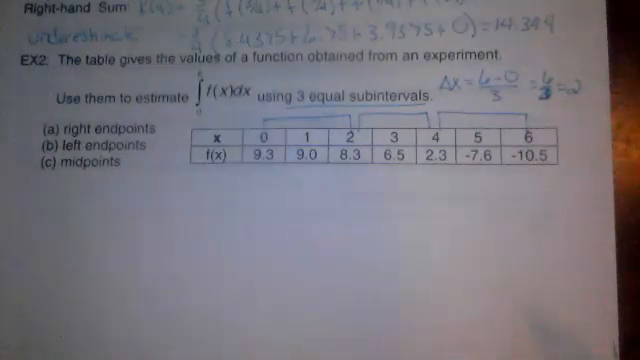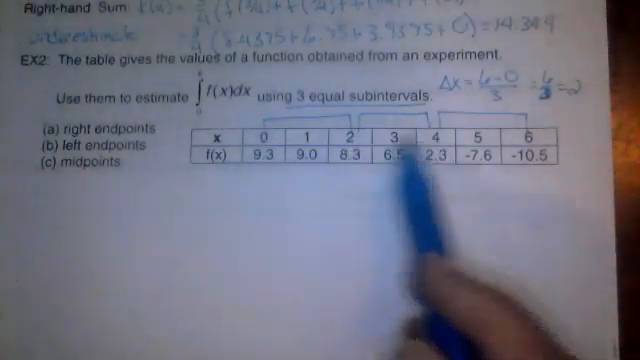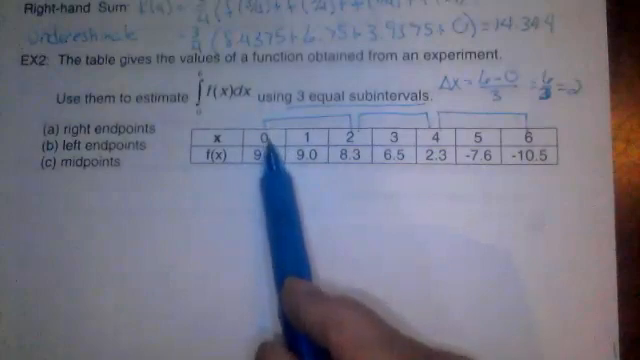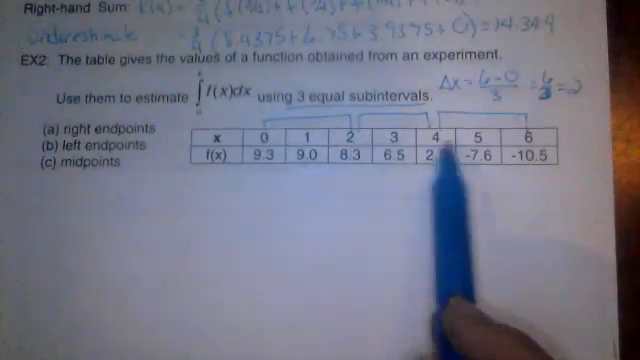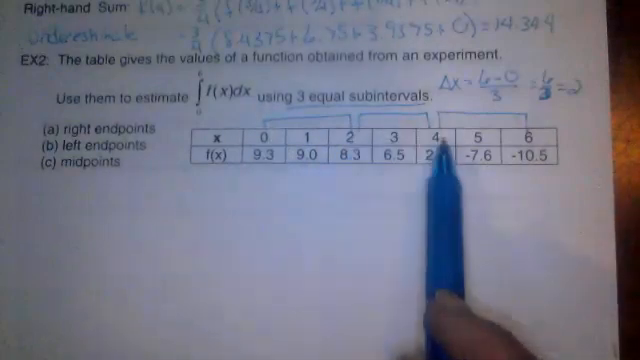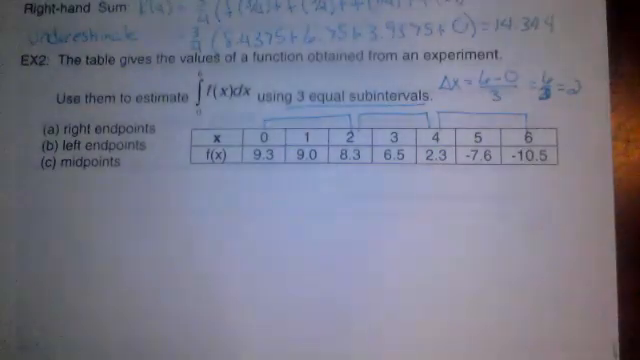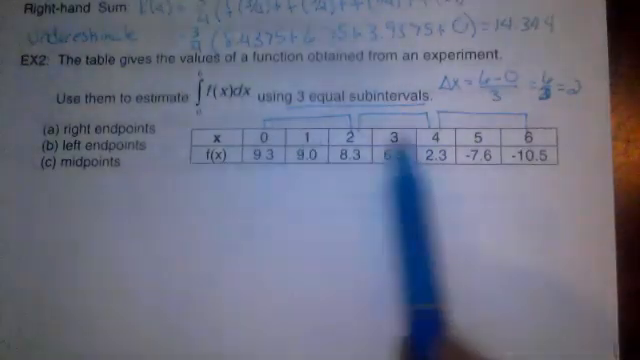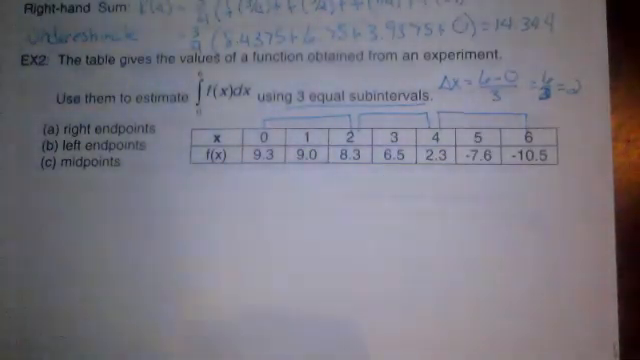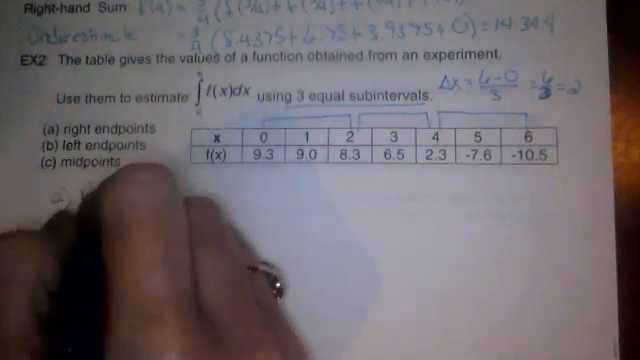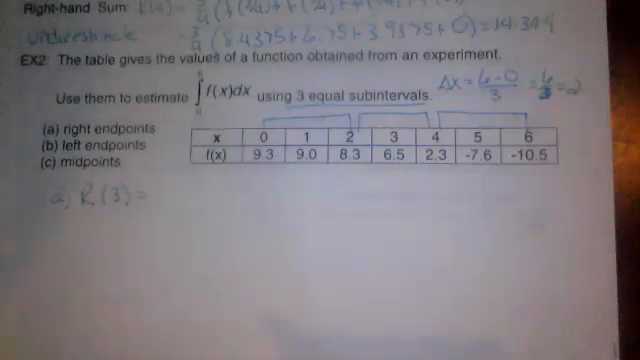So that makes it really easy. We have our 3 rectangles, the left, left, left, or the right, right, right. Midpoint, right here in the middle. So it's really, really easy to read these. So part A, right hand using our 3 rectangles.